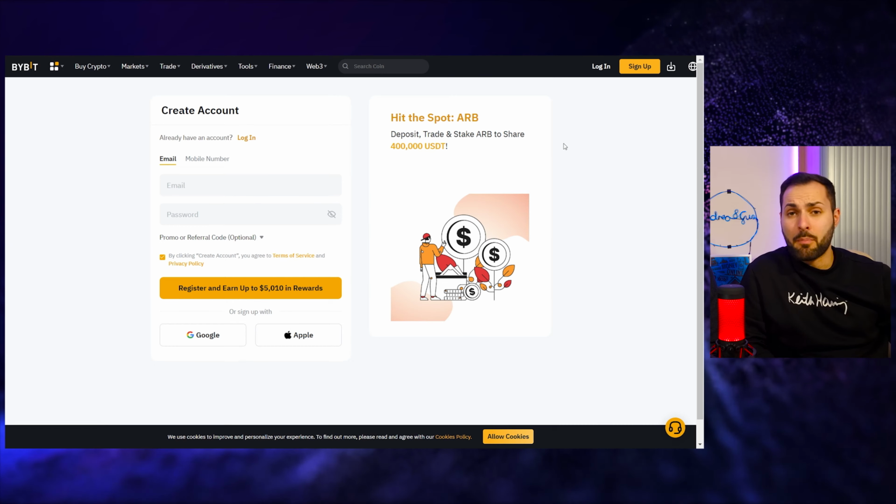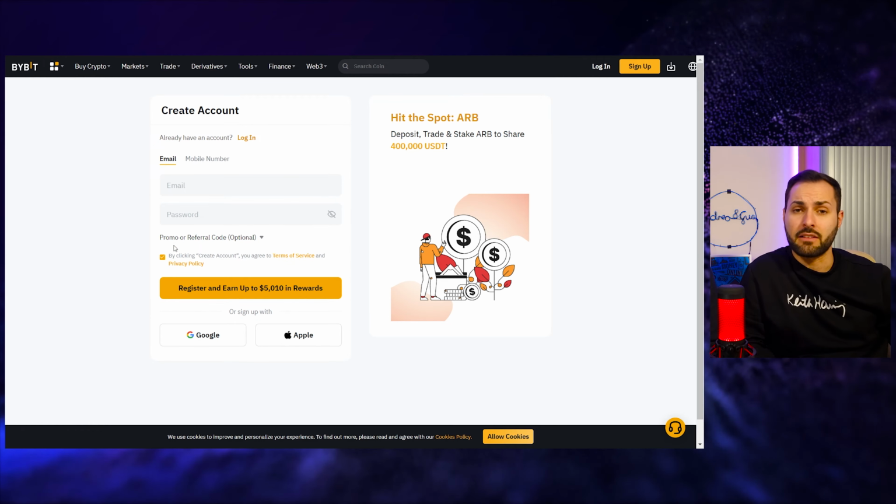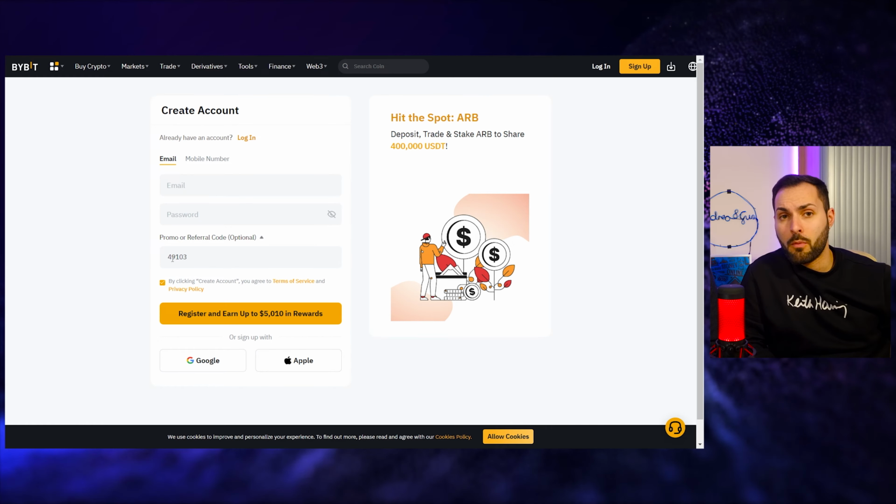To sign up for an account, you'll need to provide your email address or mobile number, create a secure password and agree to the terms and conditions. You can also enter a promo or referral code.